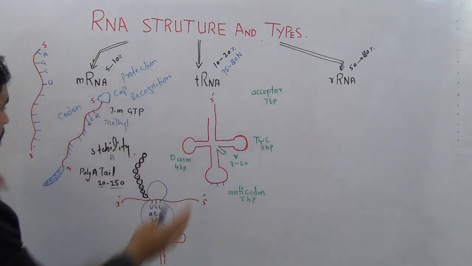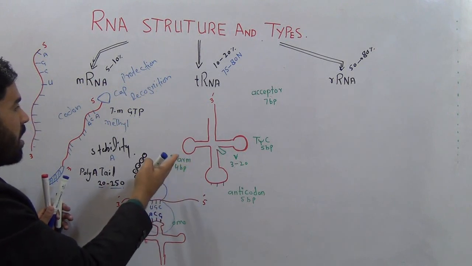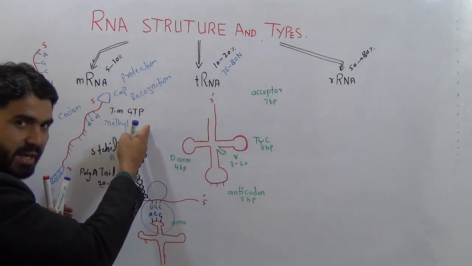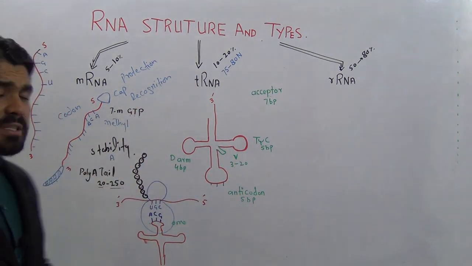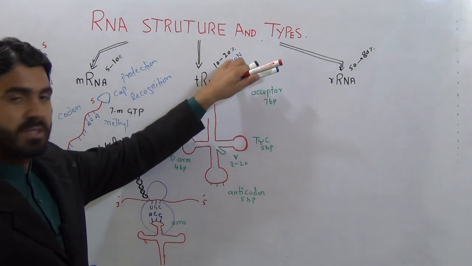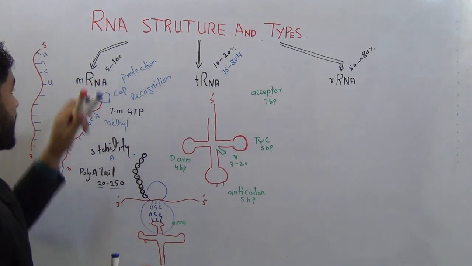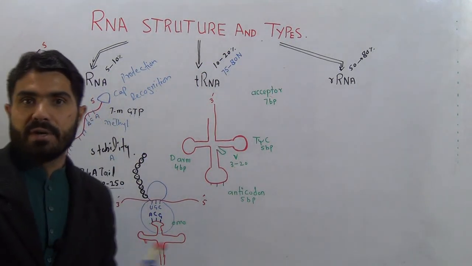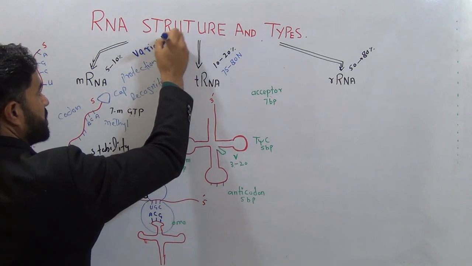So this was something about messenger RNA, and you saw so much discussion of transfer RNA here in messenger RNA as well, because these all are linked together. Now come to the transfer RNA. Transfer RNA's percentage in the cell is 10 to 20%. And one thing more, I just got it now, that messenger RNA length is variable. So this is more important.